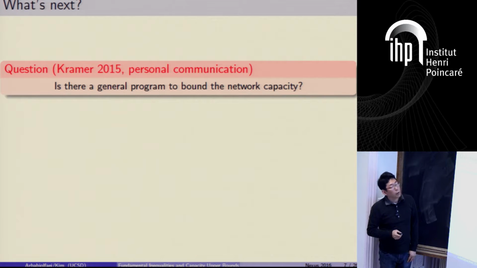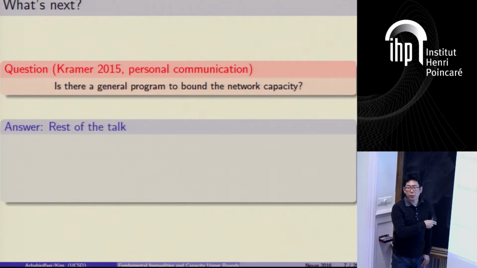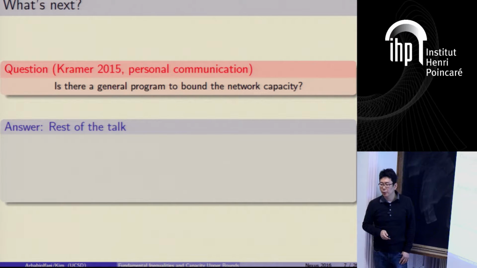So the question is, what is next? Where can you go from here? This question was raised by Gerhard Kramer, one of the network information theorists, when I explained this to him. Can you actually have a general program to bound the network capacity? I mean upper bound. And this talk is actually an attempt to answer his question.